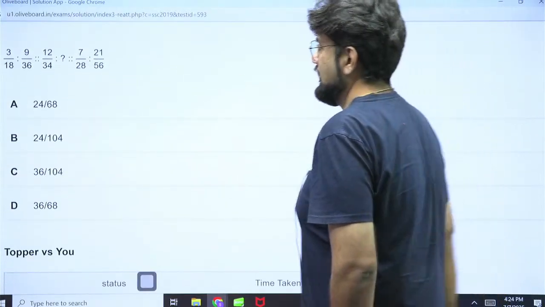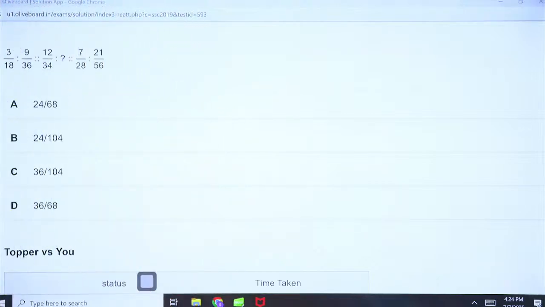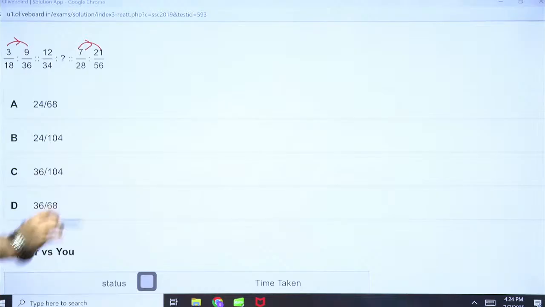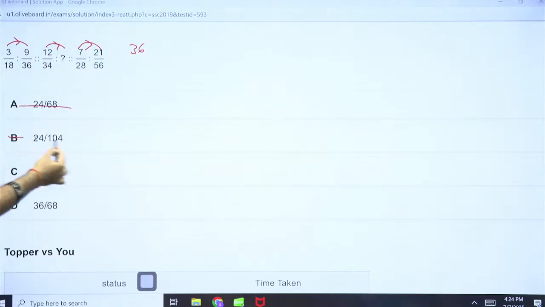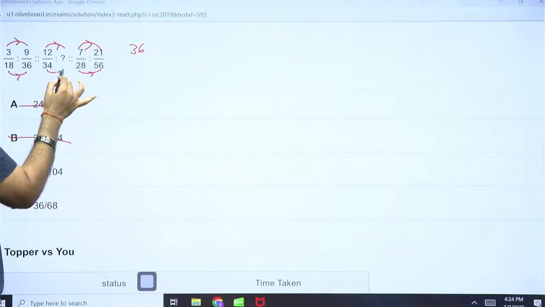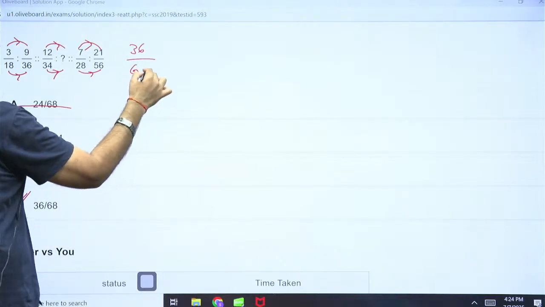Number analogy. A lot of times it is given in the form of a fraction, but it is never actually a fraction. The numerator works differently, the denominator works differently. See, 3, you will think that this is a square, but here it is giving something else. It's into 3. So we just have to multiply 12 and 3. So we'll get 36 as the numerator. This is gone, this is gone. And denominator, I think it's into 2, multiplied by 2. So 34 into 2 is 68. So 36 by 68, option D is the correct answer.